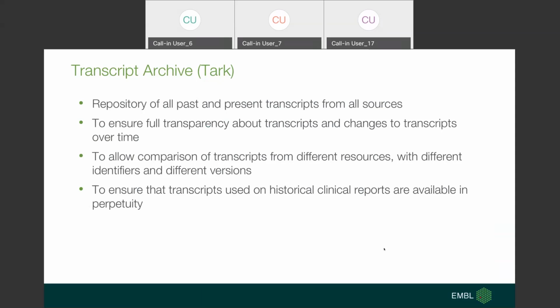So for example, you take an NM and an ENST and you want to know how they differ, or one from 37 to 38 and you want to know how they differ, this tool will be able to give you the answer. Any historical transcripts that have been used for clinical reports will always be available. So it's an archive, but it's an archive that has some added functionality such that you can find things and you can compare things.